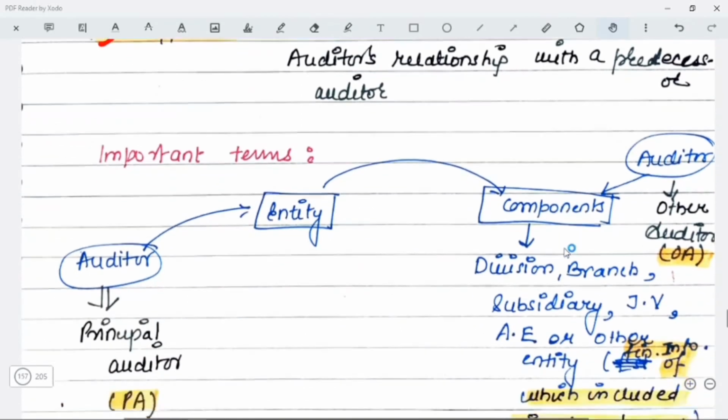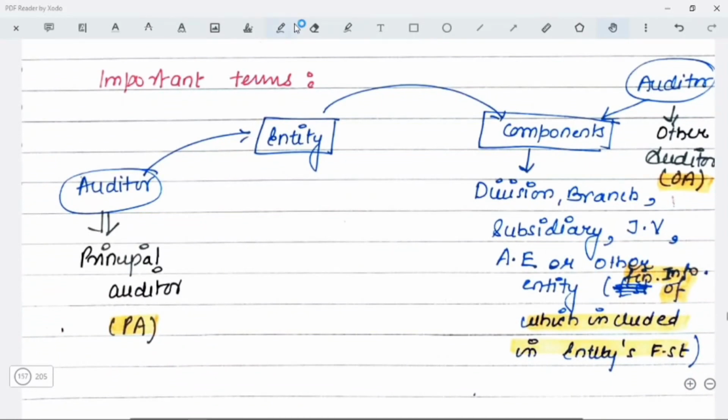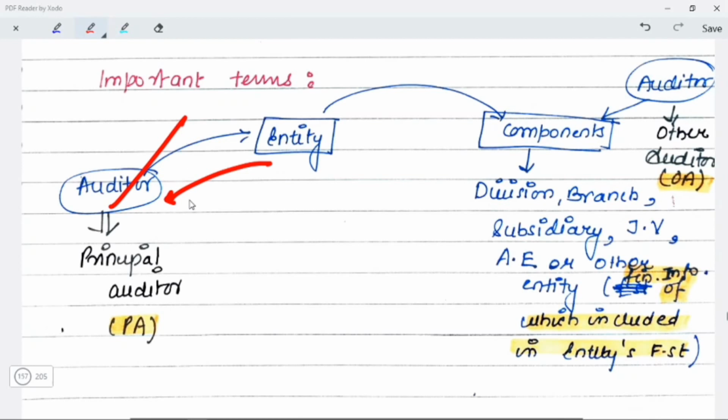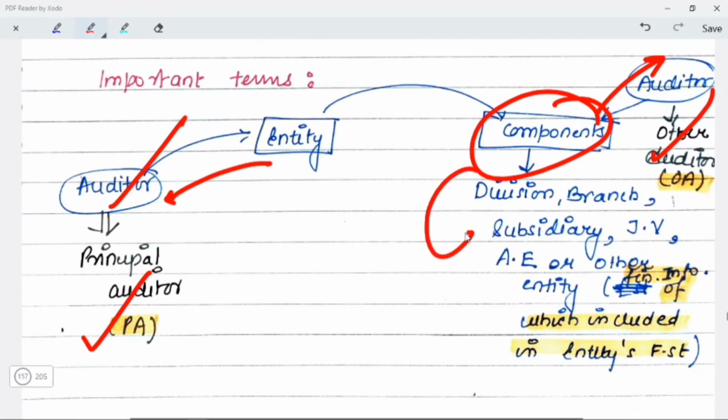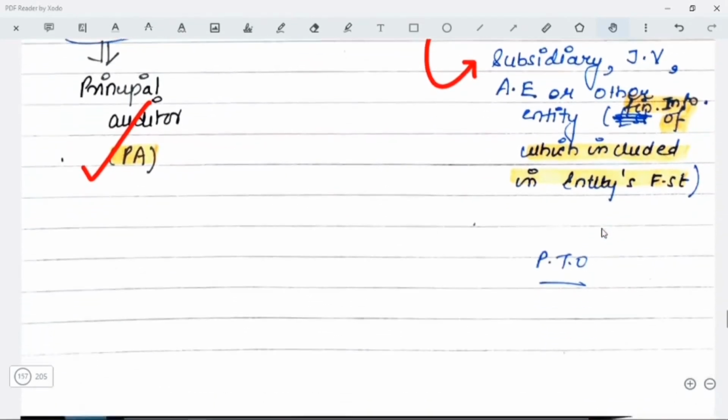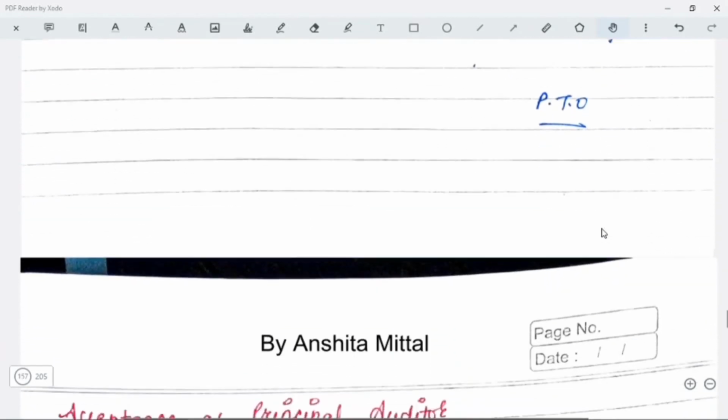Now, what are the important terms that you need to understand? First of all, what is the entity's auditor known as? The entity's auditor is known as the principal auditor, and the auditor of the components is known as the other auditor. Components are the division, branch, subsidiary, joint venture, associates, or other entity whose financial information is going to be included in the entity's financial statements.